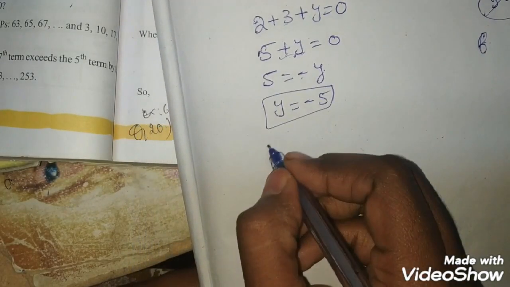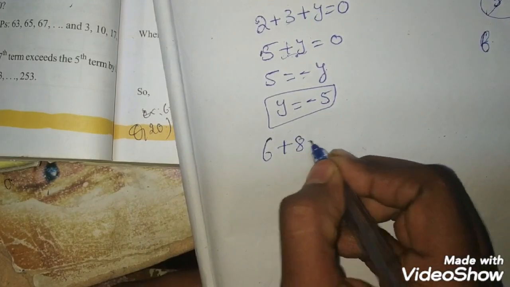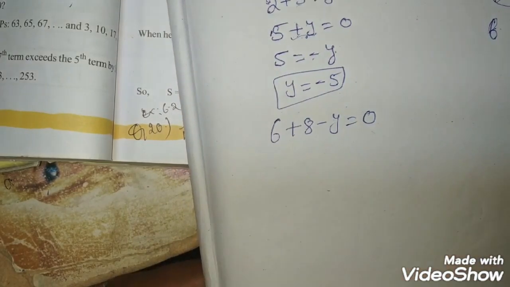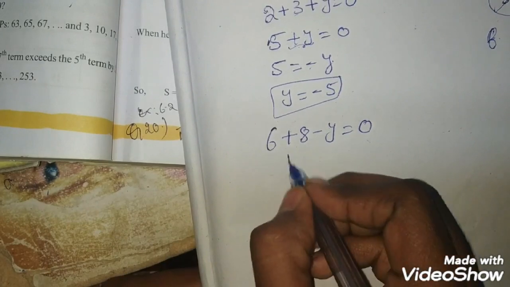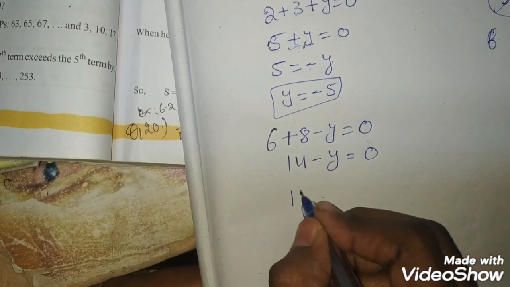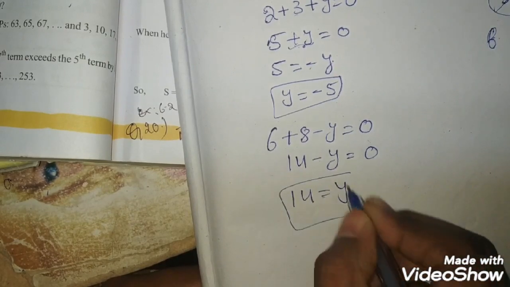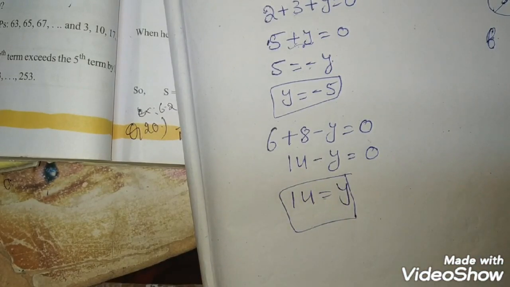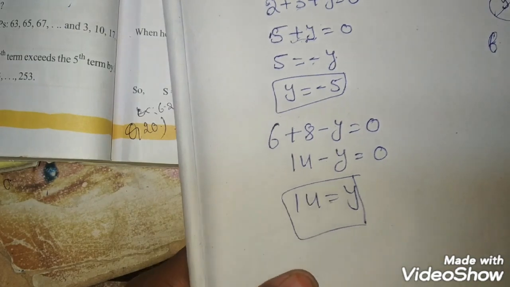Okay, like that. If you have 6 plus 8 minus y is equal to 0, then what you have to do? 6 plus 8 is 14 minus y is equal to 0. 14 is equal to y. What is the value of y? Y is plus 14. Okay. Just remember that.